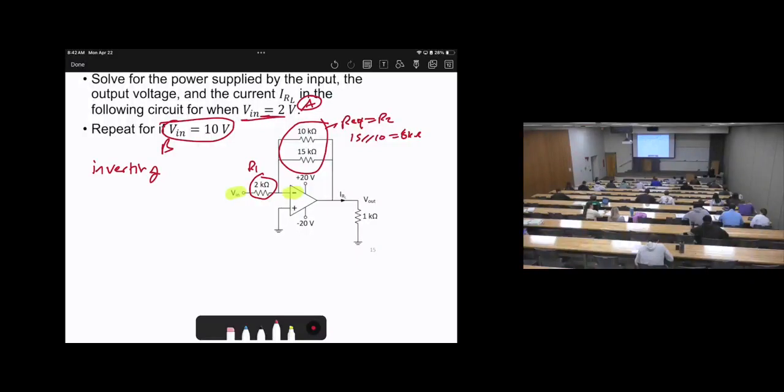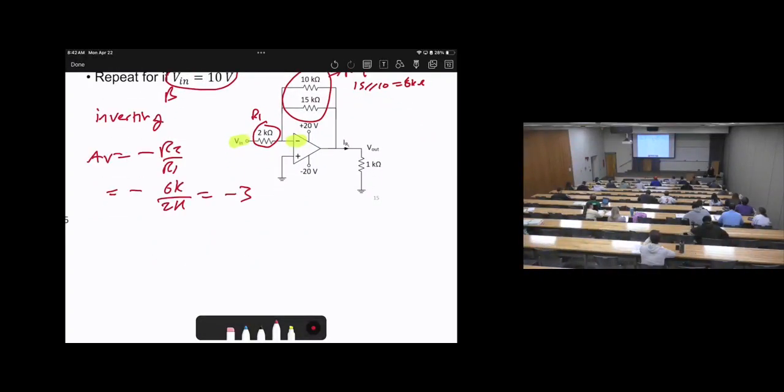Then we can say the closed loop gain will be negative R2 over R1, which is negative R2, here 6 kilo, over R1, 2 kilo. Kilo and kilo cancel each other, 6 over 2 is 3, so it will be negative 3. Don't forget, it must be negative because it's inverting, and it's entering the negative sign, so it must be negative.